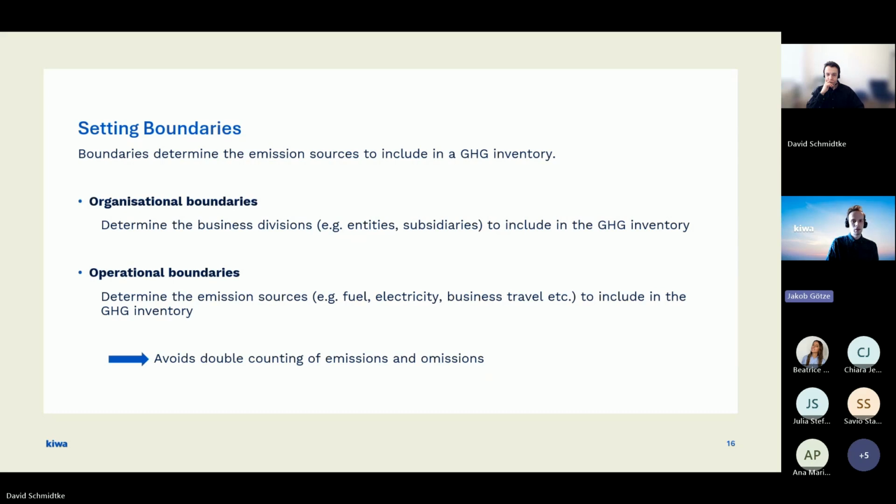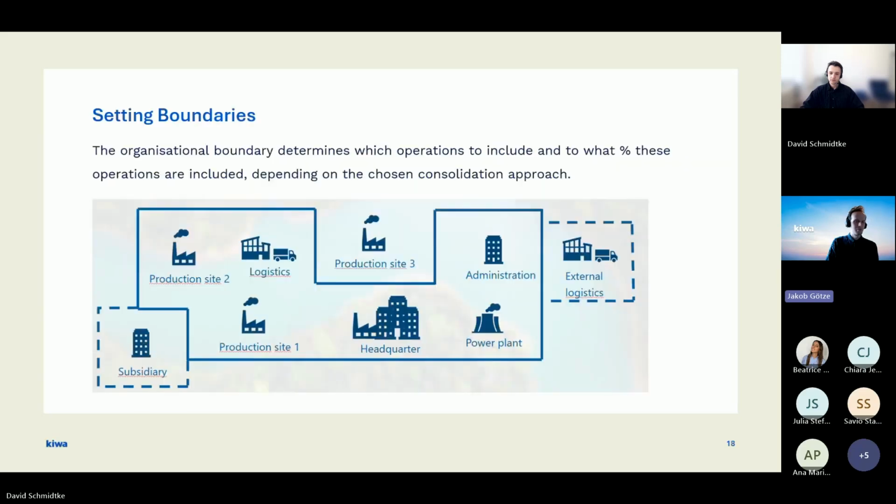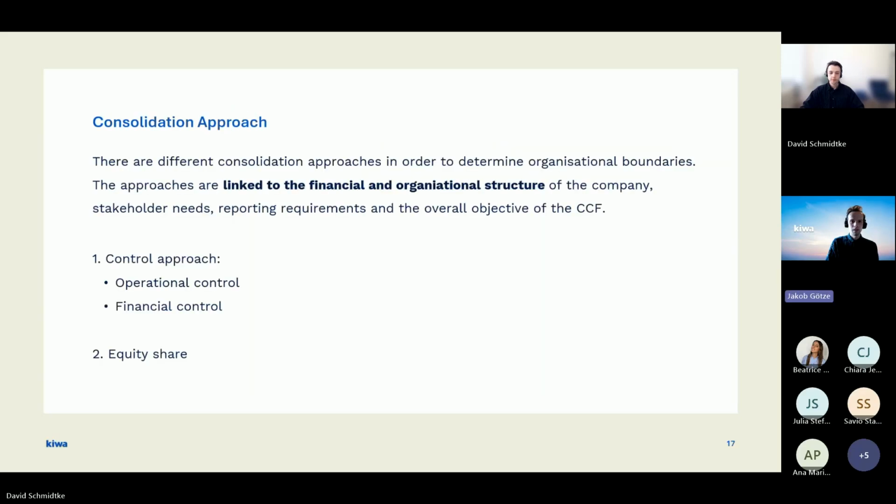Incorrect or unclear boundary settings can lead to inconsistencies, such as double counting of emissions, and therefore must be carefully defined. Next, please. To set the organizational boundaries, there are 3 consolidation approaches, which are the operational control approach, the financial control approach, and the equity share approach. The selection of the approach depends on the company structure, the reporting objectives, and the stakeholder expectations.